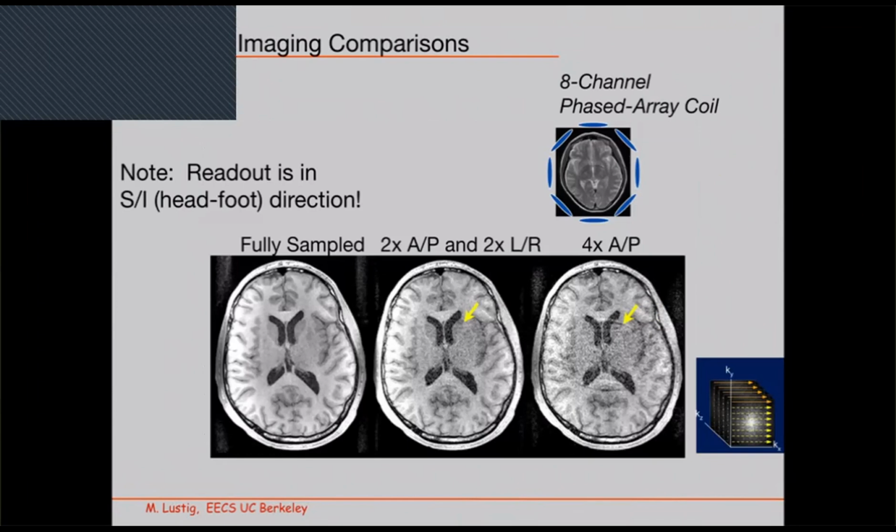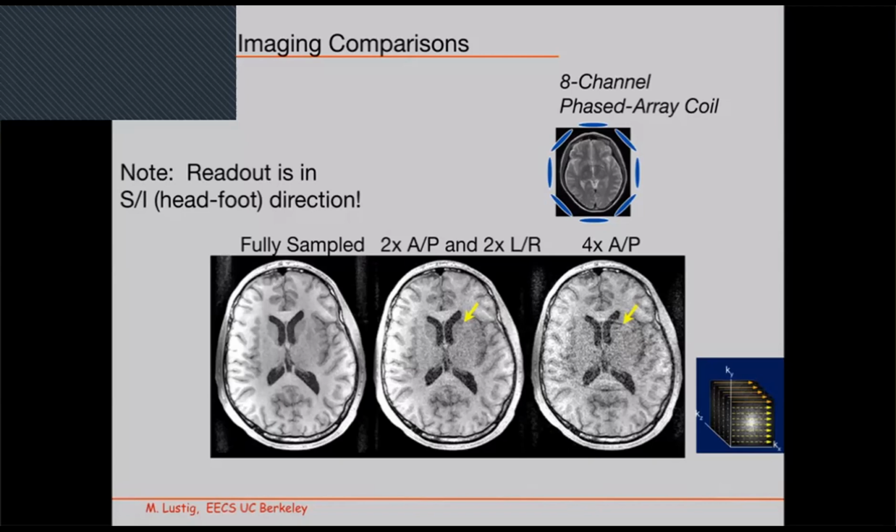Okay, so this is the case for 2D acceleration compared to 1-dimensional acceleration. This is a 3D acquisition with an 8-channel phased array that is oriented this way. The readout is in the SI, so head to foot direction. That's the readout, it's inside. And so now you can undersample in 2 dimensions.